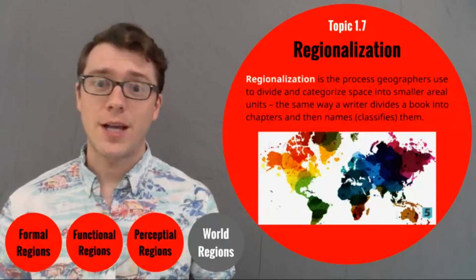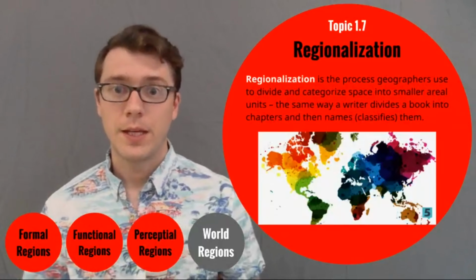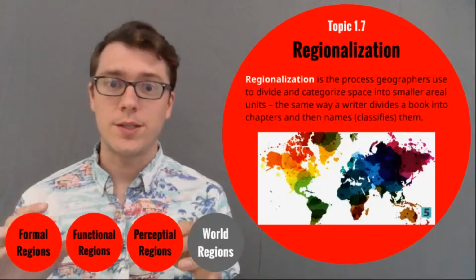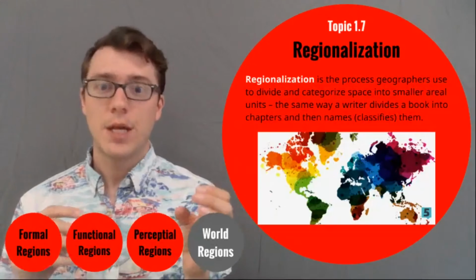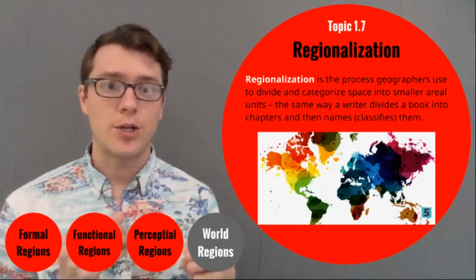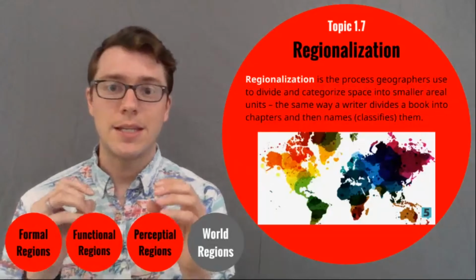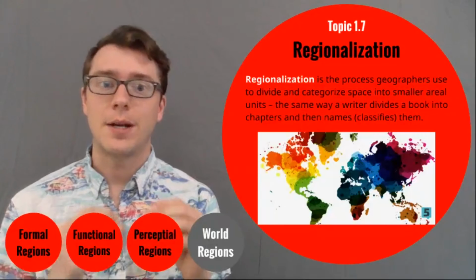Today, we start our final topic of Unit 1, Topic 1.7, Regionalization. The world is a big place, and if we tried to look at everything in the world at once, we would never be able to understand all of the themes and things that go on. So the way geographers break it down to understand it better is regionalization. They categorize these spaces into smaller units in order to help us divide up and understand.